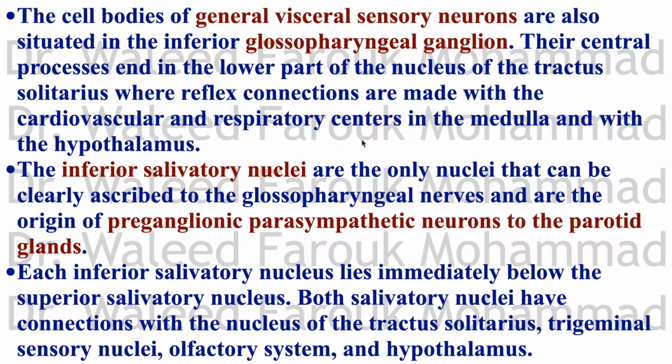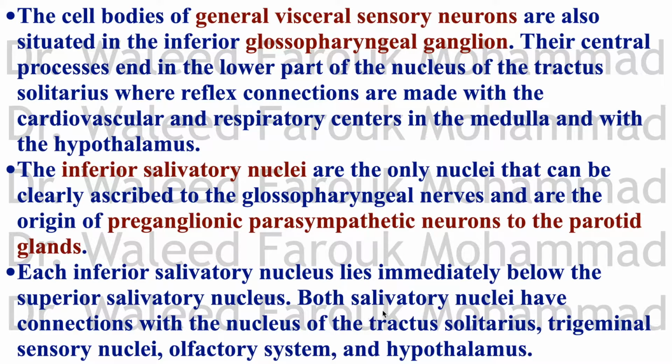activities. Also, the inferior salivatory nuclei are the only nuclei that can be clearly ascribed to the glossopharyngeal nerves and are the origin of the preganglionic parasympathetic neurons to the parotid gland. As mentioned before in the lecture about the facial nerve, the facial nerve supplies parasympathetic supply to the glands at the front of the face, beginning from the lacrimal and ending with the submandibular gland. But at the side of the face, the parasympathetic supply comes from the glossopharyngeal nerve.